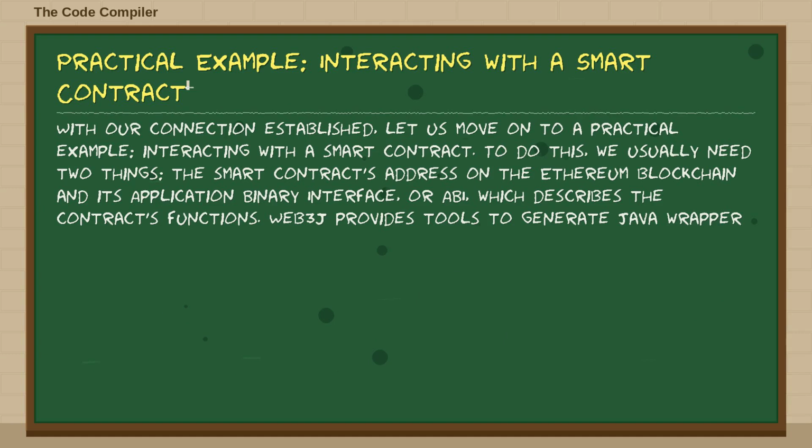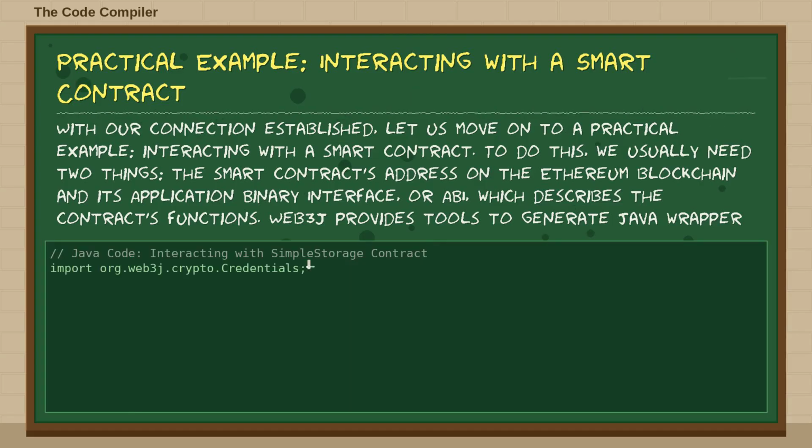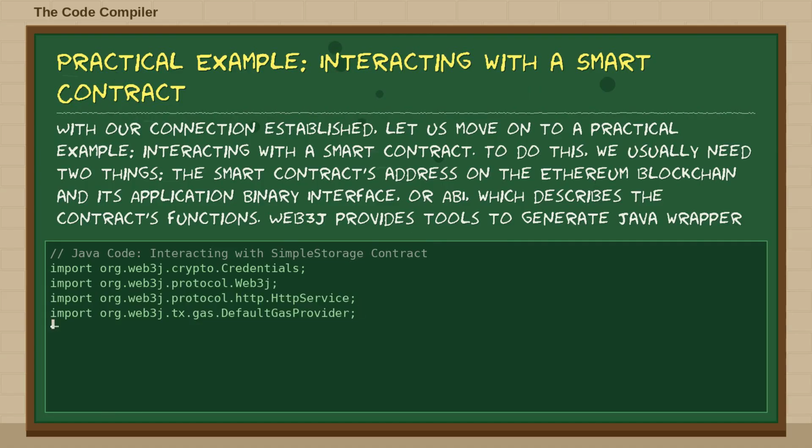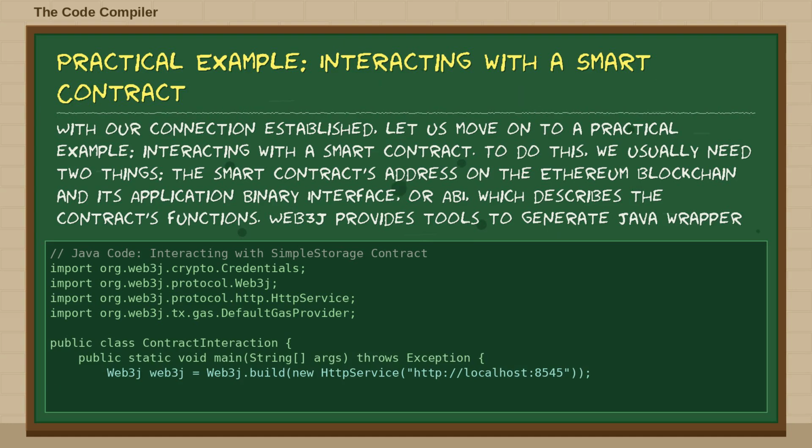For example, if you have a simple smart contract that stores a message, you can load your Ethereum credentials, deploy the contract if it is not already deployed, and then call its setMessage or getMessage functions directly from your Java code. Web3j handles all the underlying transaction signing, gas estimation, and network communication for you. It truly simplifies the process of decentralized application development.